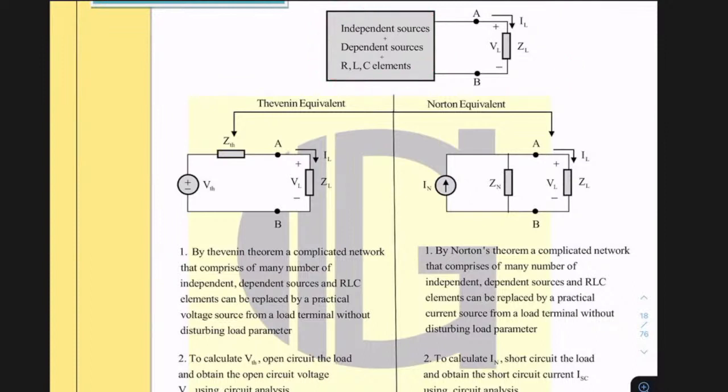In both of the cases, if you see, this is your AB, right? This is also the same AB, okay? So to the left of AB, in this case, we are replacing it by a practical voltage source, which is VTH, ZTH in series. In this case, we are replacing it by a practical current source, which is IN and ZN.